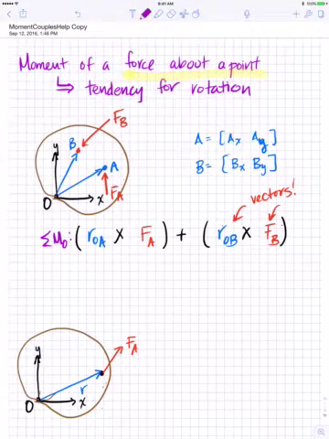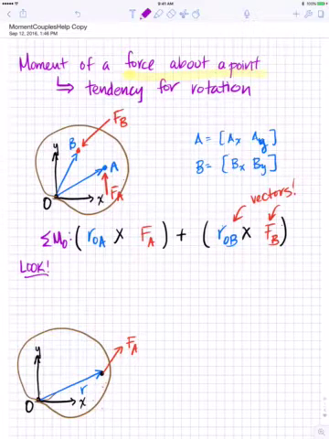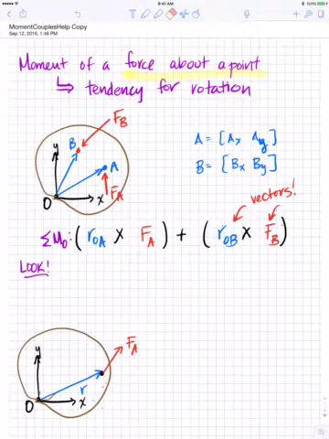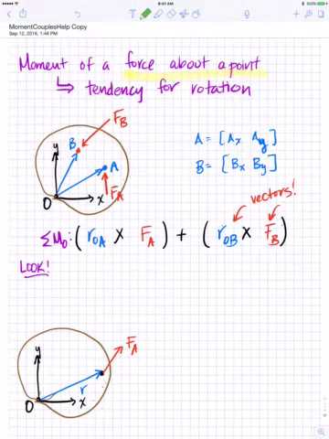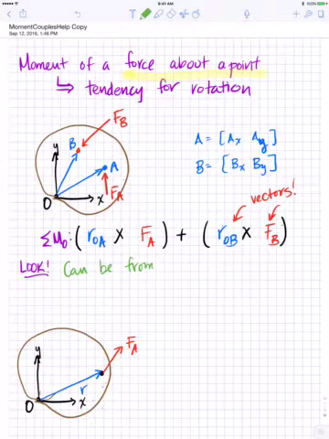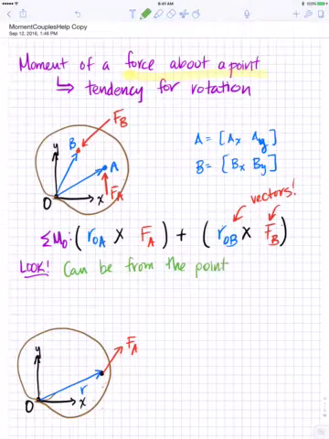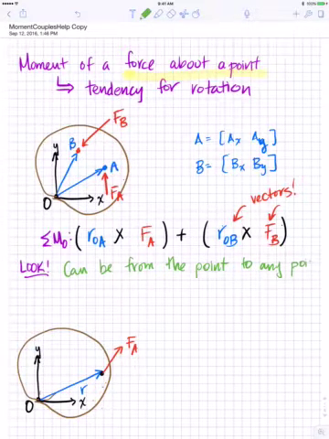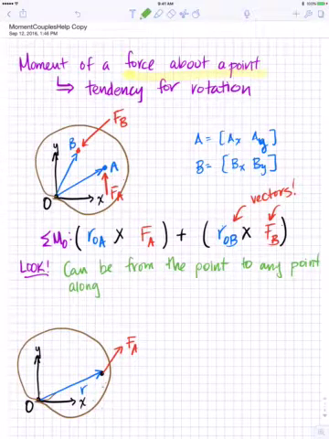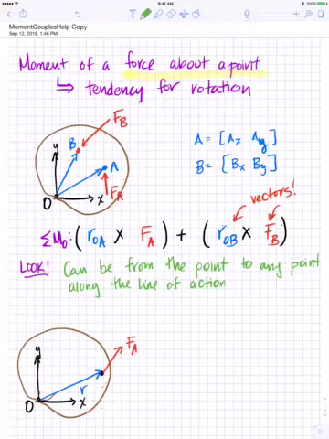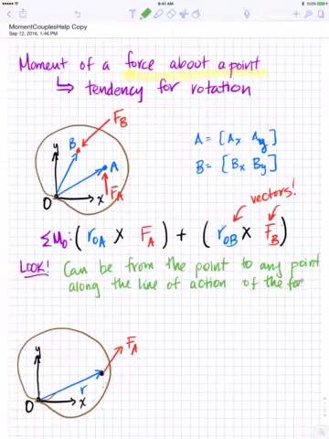The important, but sometimes difficult thing to believe is that this moment can be calculated with respect to any point along the line of action of the force. So this can be from the point O, the point of origin, to any point along the line of action of the force. So I'm going to do a quick example to prove to you why that's correct.